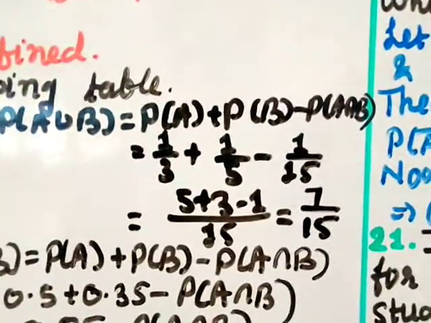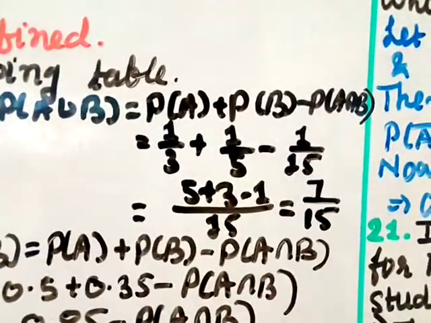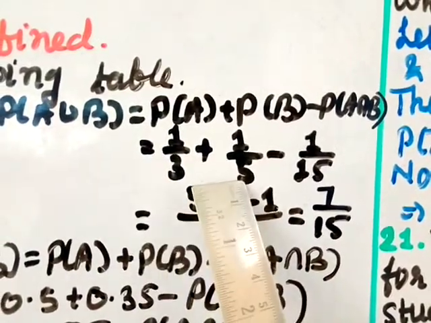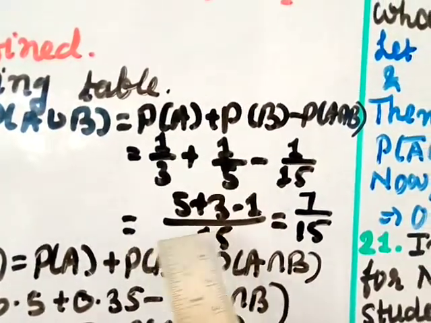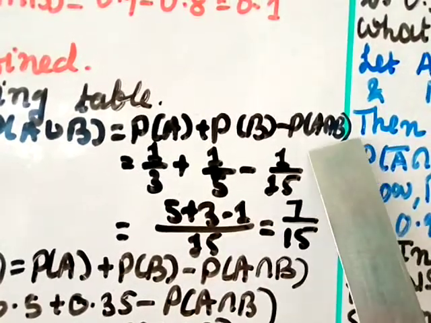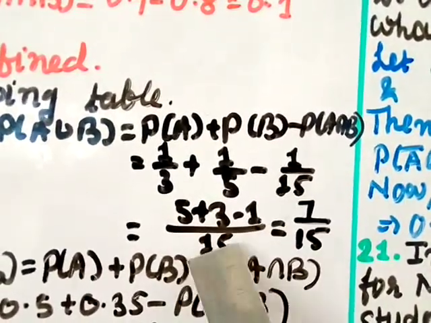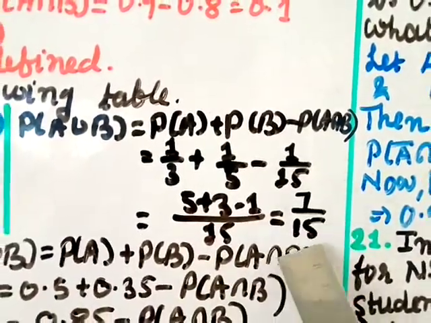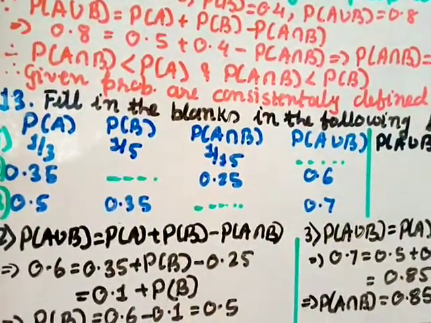So put the values and now take LCM. The LCM is 15, so you need to multiply by 5 here, so 5 into 1 is 5, plus here you need to multiply by 3, so 3 into 1 is 3, minus here 15 is there, so nothing to multiply, 1, divide by 15. 5 plus 3 minus 1 gives you 7, and this 15 as it is, so 7 by 15. So P of A union B is 7 by 15.